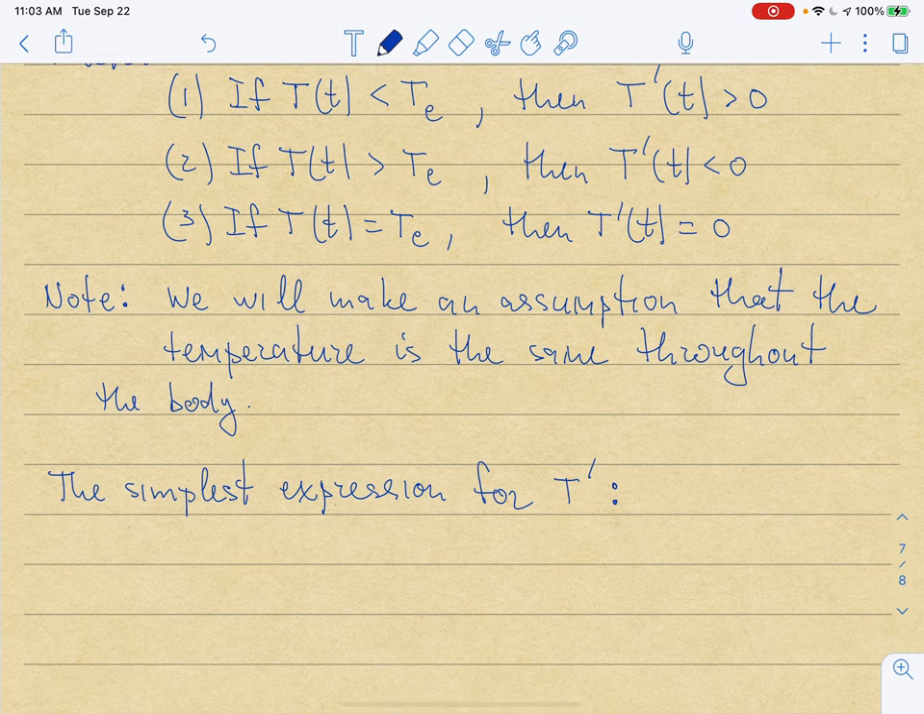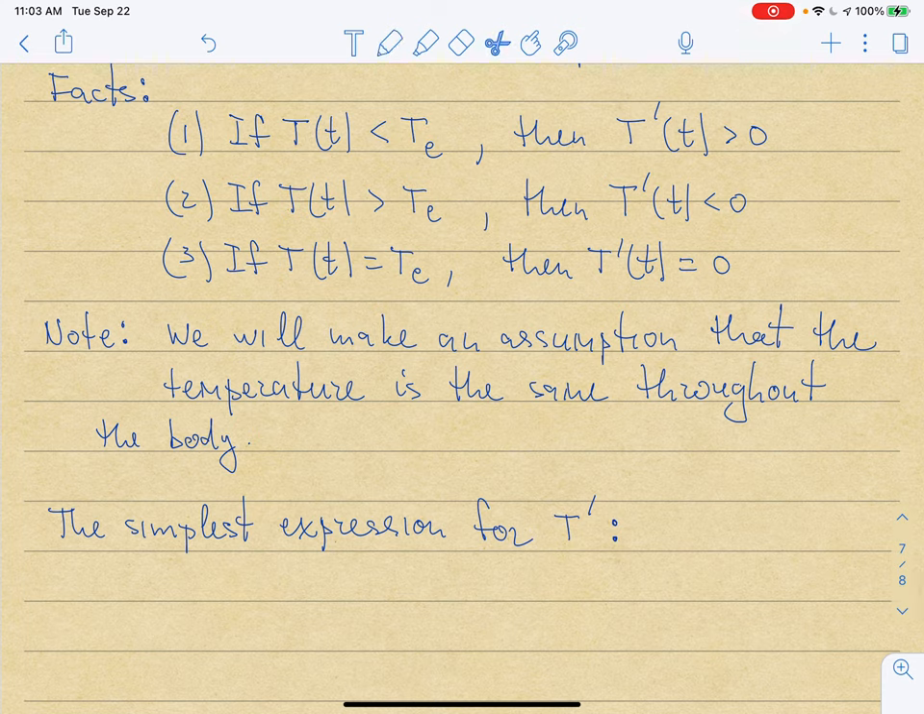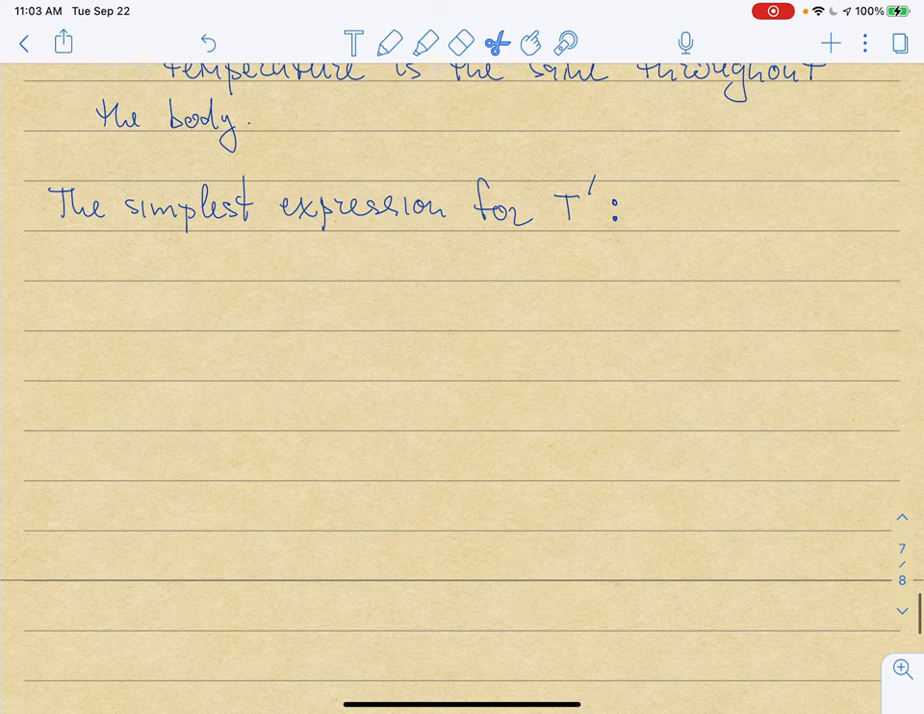So again, a linear function, which has to satisfy these three conditions: T prime is equal to 0 when T is equal to Te. It's positive if T is less than Te, and it's negative if T is greater than Te. The proposed expression might be T prime is equal to some coefficient k times T minus Te. Let's see if that works or not.